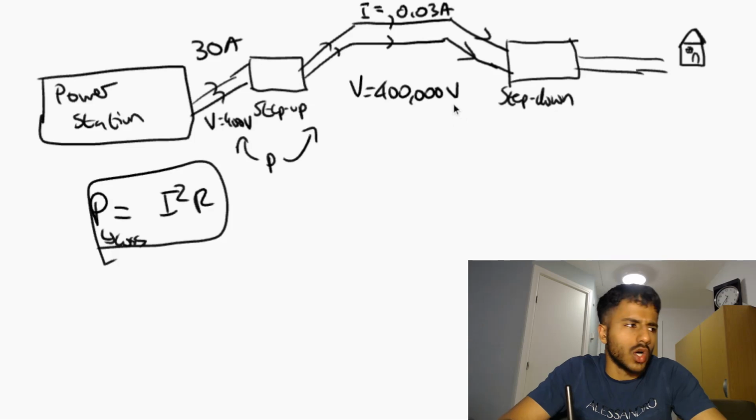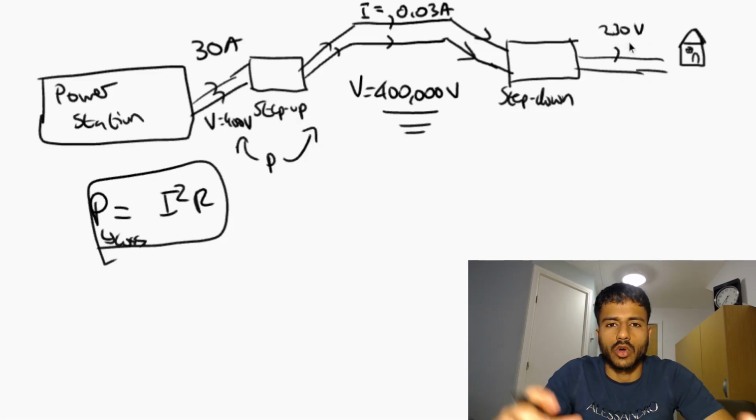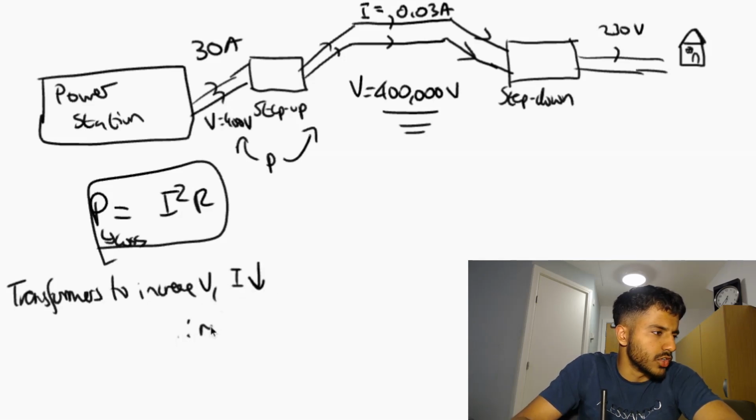Now, when you go back to your house, 400,000 volts is way too dangerous, so you step that back down to around 230 volts RMS, and that's what goes into your homes. So, transformers are used in the power grid to increase V, hence reduce I, and therefore reduce power loss.